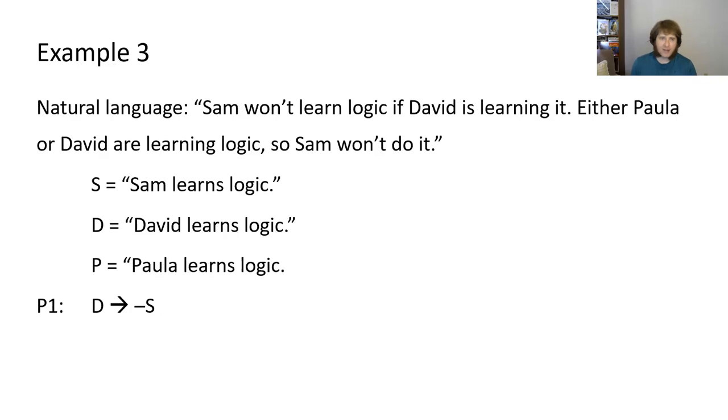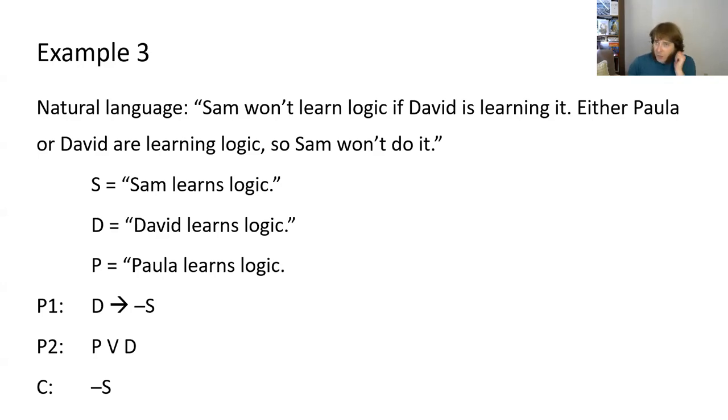If David learns logic, then it will be false that Sam learns logic. That is, Sam won't learn logic when David's learning it. Premise 2: either Paula or David is learning logic. Conclusion: so Sam won't learn logic. It's false that Sam learns logic. That seems to be what's going on.